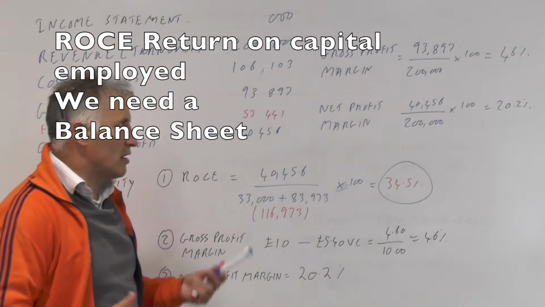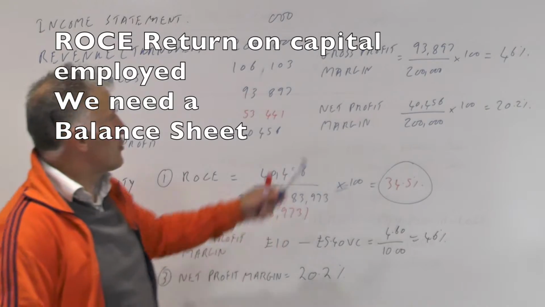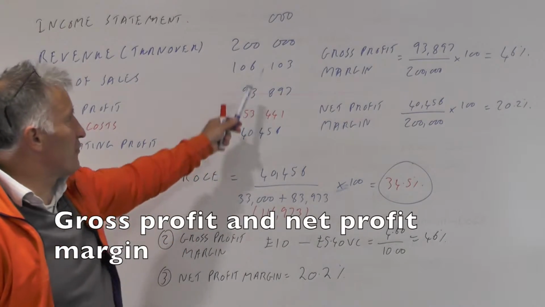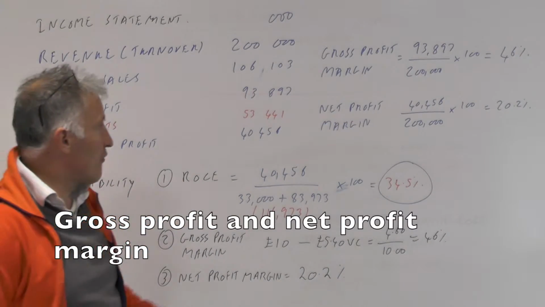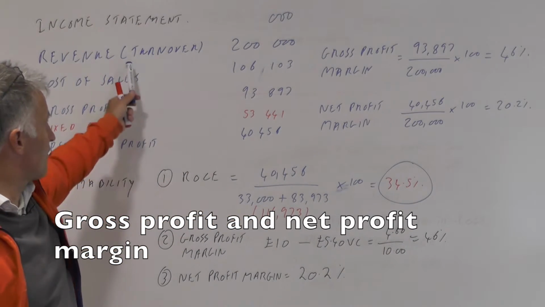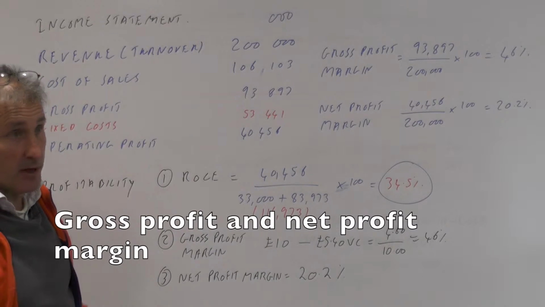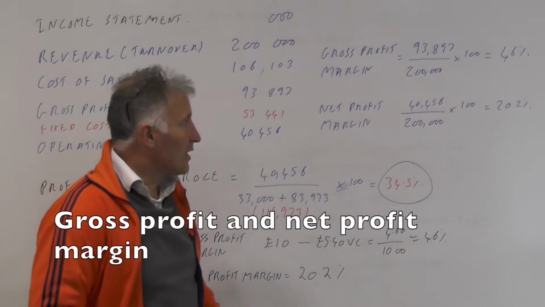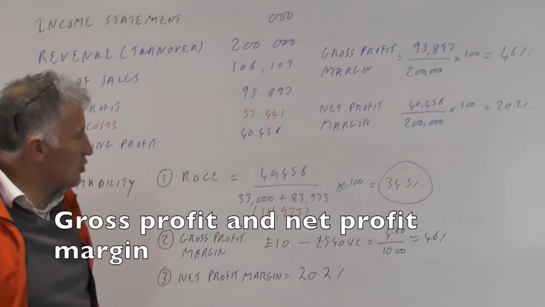Students always say to me, well, I can't remember all these ratios, but the gross profit margin is literally just the gross profit divided by the sales revenue. The net profit margin is literally the net profit, or the operating profit, divided by the sales turnover. Now, once we have all these figures, what can we tell from this?